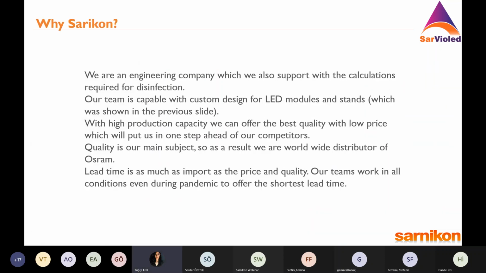Why should you choose Sarnikon? Why are we selected by our customers in comparison to our competitors? The first and most important reason is that we are an engineering company which can custom design and prepare required calculations. Our manufacturing team has the utmost capability of designing both LED modules and stands, which you have seen in the previous slides. With high production capacity, we can offer the best quality with low price, which puts us one step ahead of our competitors. Price and quality are extremely important, but lead time is as crucial as the other segments of sales. So even during the pandemic, our teams work to offer the shortest lead time possible.